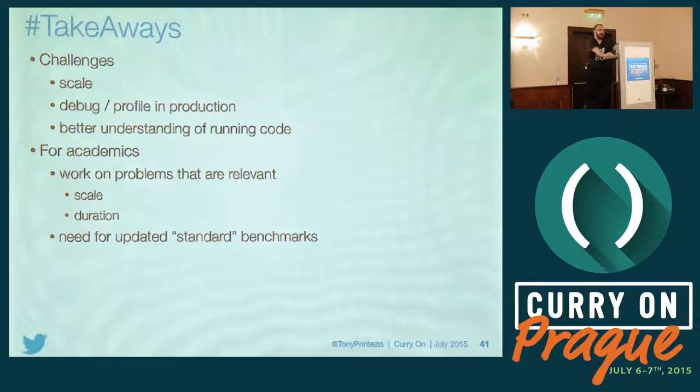So the final thing was, what are the challenges? Scale, the fact that we have to do a lot of debugging and profiling in production. And we try to get a better understanding of running code, again, in production, and that's challenging. For academics, work on problems that are relevant in terms of scale and duration: very large in terms of heap size, say, or number of threads, and duration in terms of, we don't care about 1 minute benchmarks, we really care about 1 week benchmarks or 1 month benchmarks. And standard benchmarks in that respect are terrible.